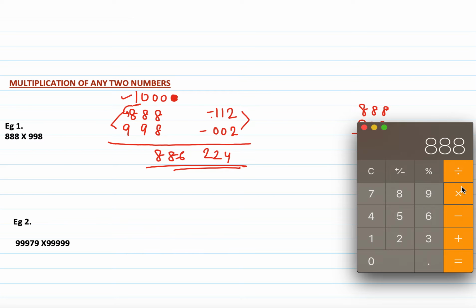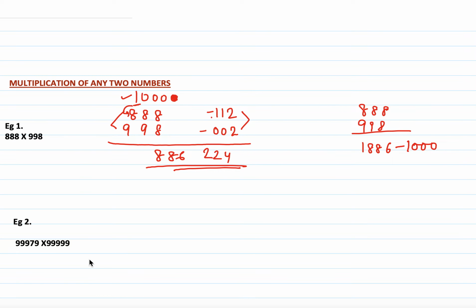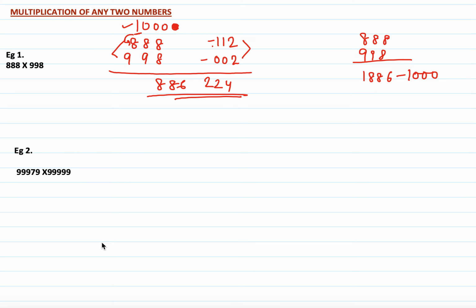888 into 998, and the answer is 886224. Now let's check this second example: 99,979 into 99,999. Big number, right? So again, I hope you all will do it with me.